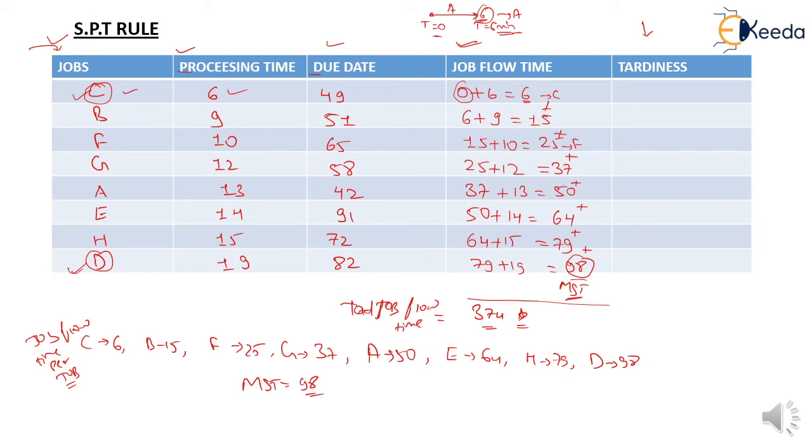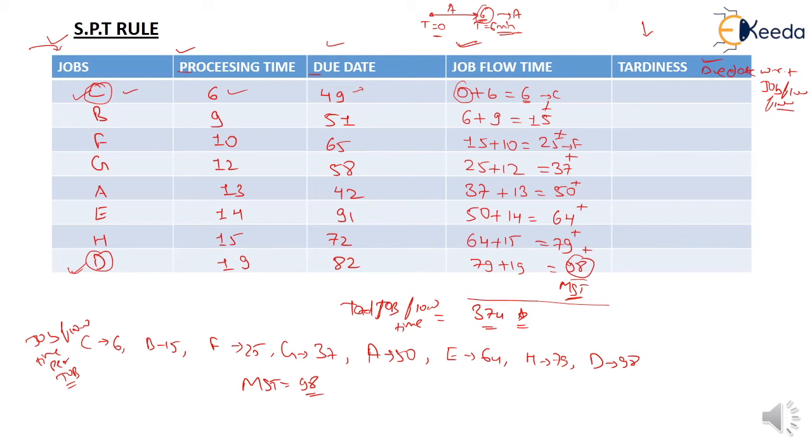Here we calculate the tardiness. What is tardiness? Tardiness is the amount of time by which a particular job is delayed beyond the due date. If our job is completed before the due date, then tardiness is 0. Here, for the tardiness, we compare the due date with respect to job flow time, because after 6 minutes our C job is completed. Okay students, so the due date is compared with respect to the job flow time.